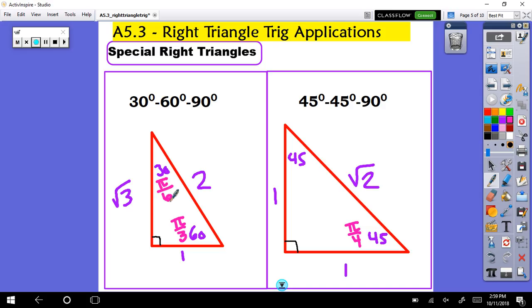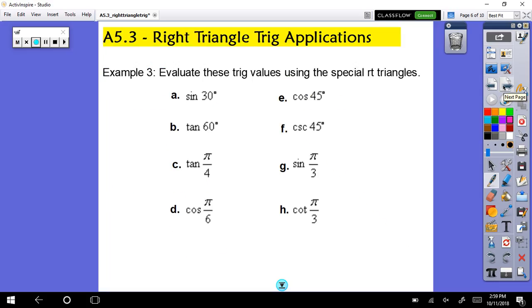Okay? So with your partner, I would like for you to try example 3 on your paper and answer those 8 questions about sine, cosine, and tangent. And if you can do it without looking at the triangles, that's awesome. But if you need to look at the triangles, you can.